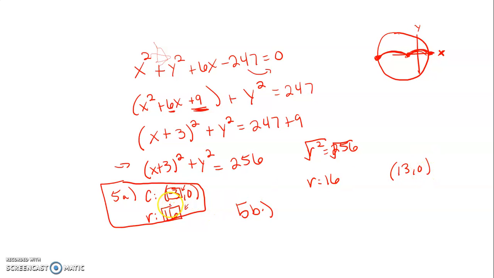And the reason is because -3 plus 16 gives us +13. Another one that will lie on the circle is if I go to the left 16 spaces. So if I go to the left 16 spaces from center, then what I'm doing is subtracting 16 from -3. So -3 minus 16 is going to be -19, and then 0. So 2 points that lie on the circle are -19, 0, and 13, 0. So this would be your answer for 5b.